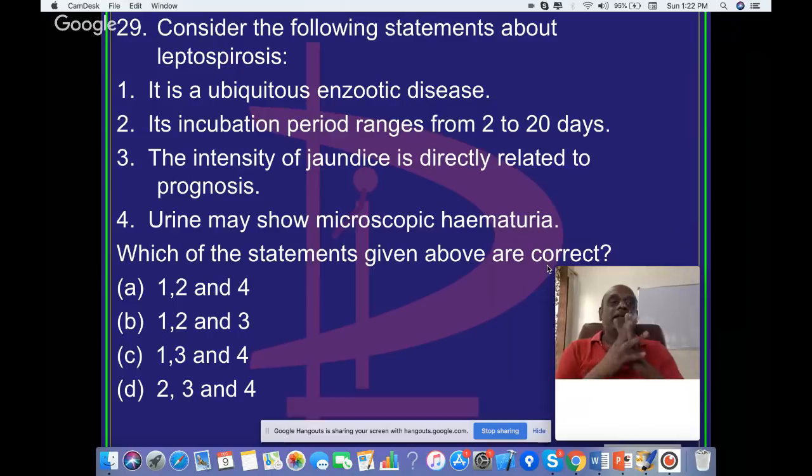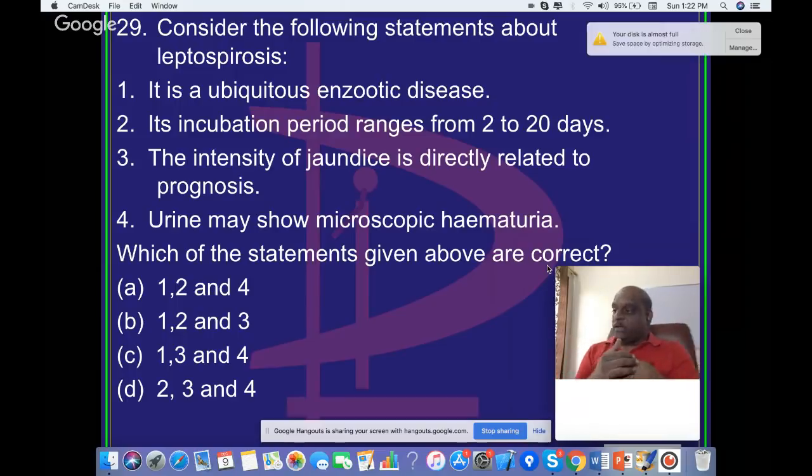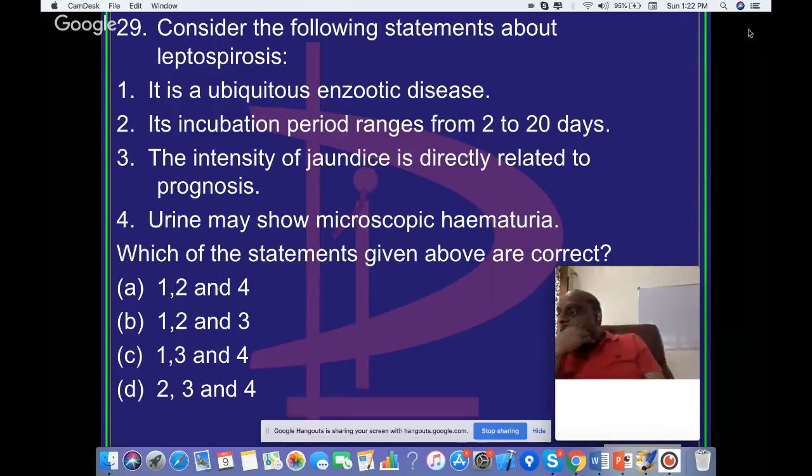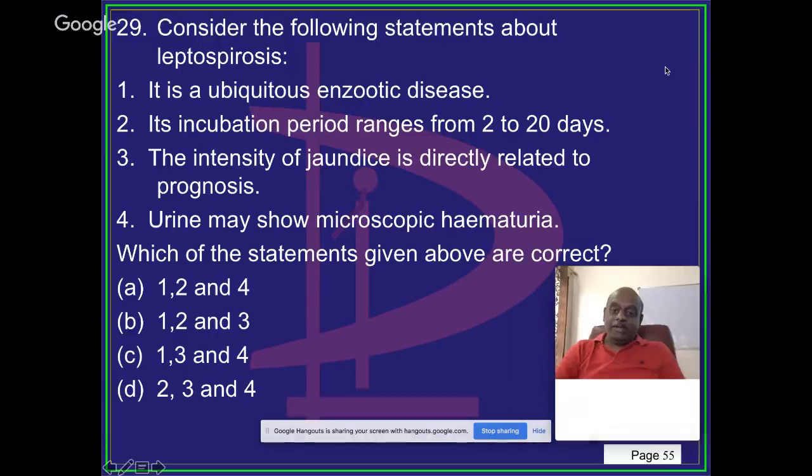Shoot your answer. Leptospirosis. What is its incubation period? Or how will be the intensity of the jaundice? Do you like to call it an enzootic disease? What is your call about it? Question number 29. Shoot your answer. Ravi proposes A, saying 1 to 4, okay, but not 3. Gulam Bhatt thinks 2 is not okay, but 1, 3, 4. Okay, so let us see.